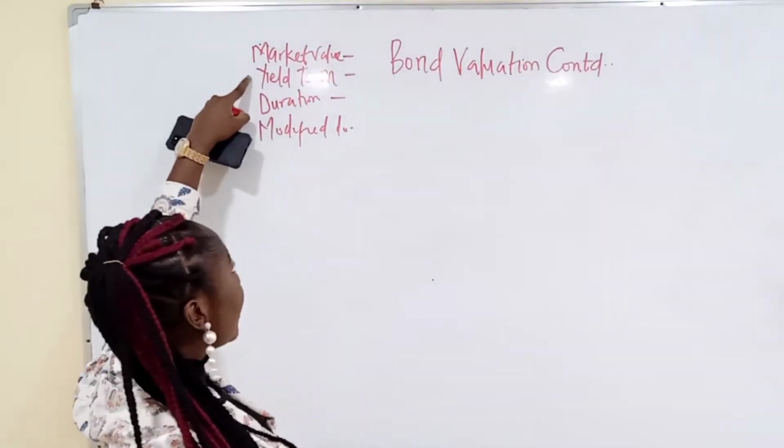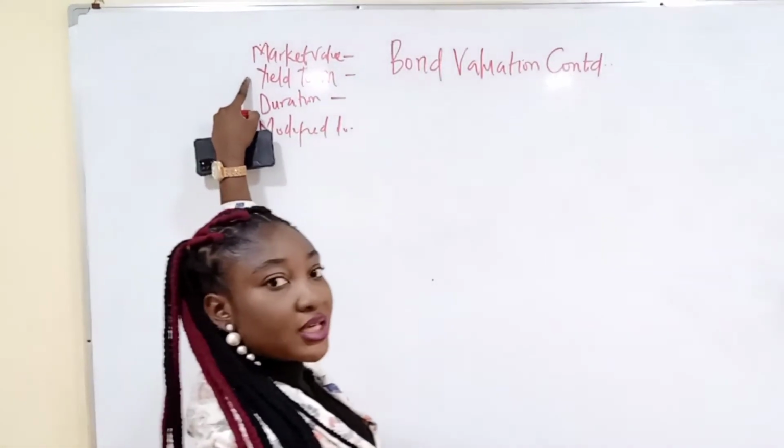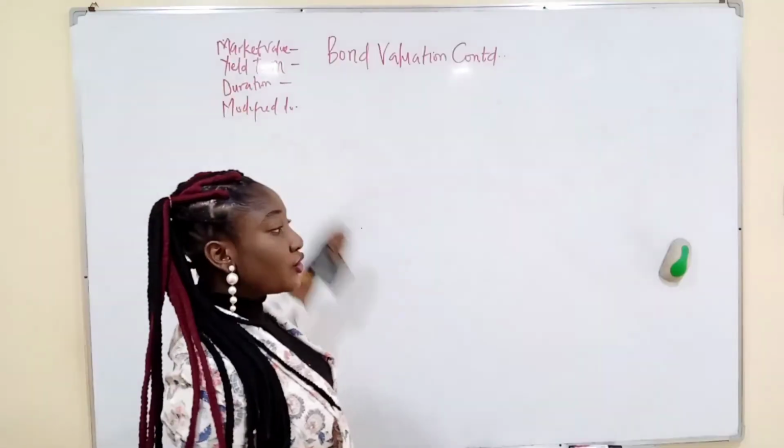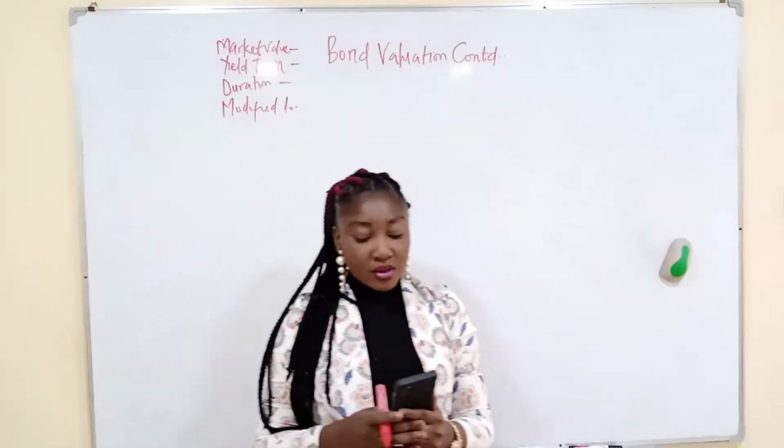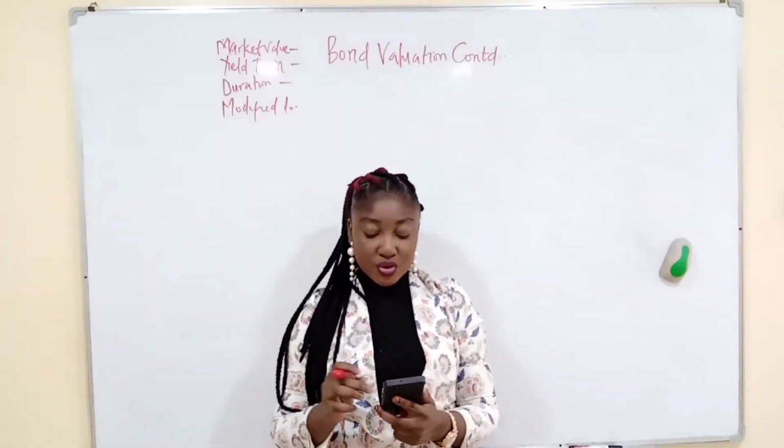Okay, so we did market value of the bond. We solved 3 questions, and today we are moving to the yield to maturity. I said in the previous class that yield to maturity is the same thing as cost of debt. Okay, so let's just go straight into solving questions.